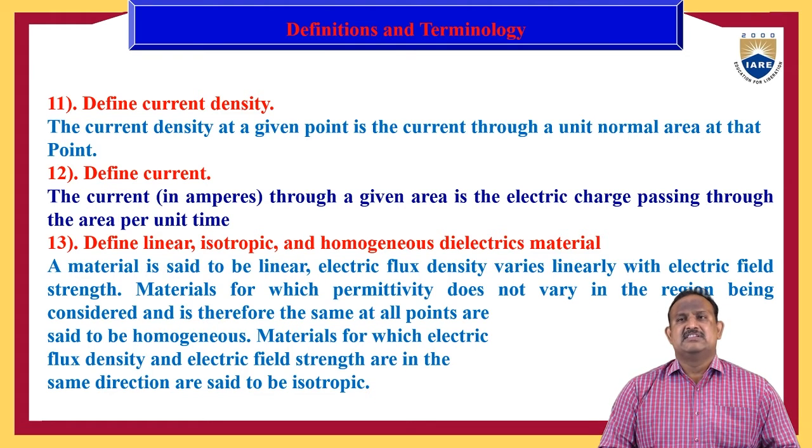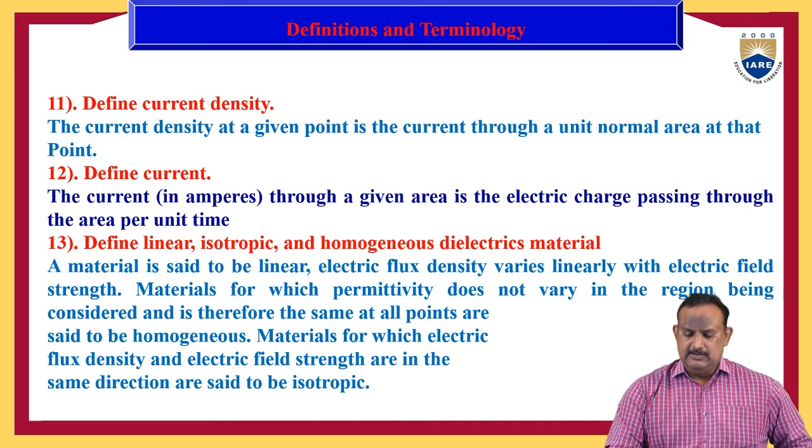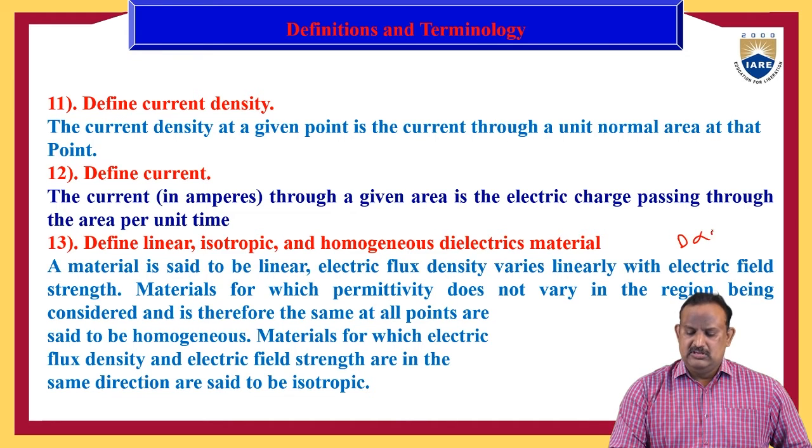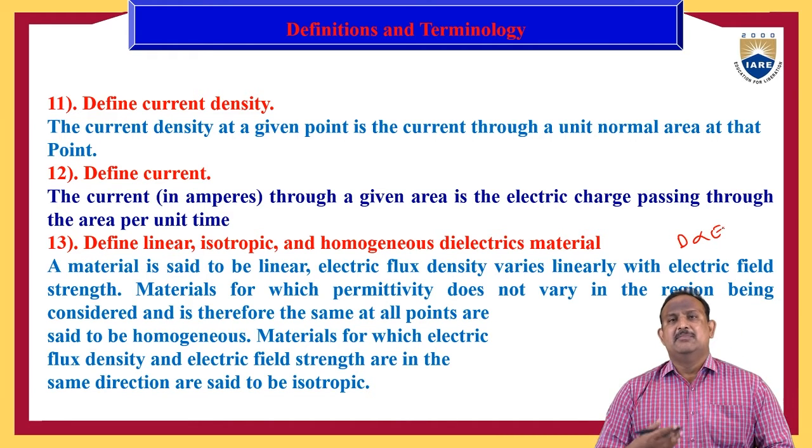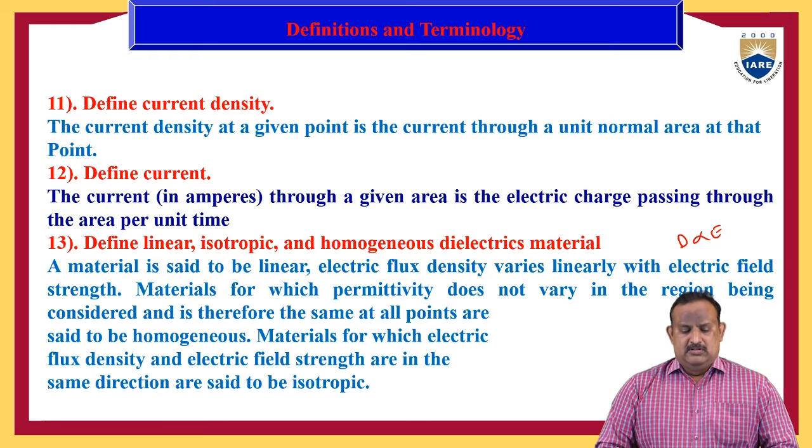If electric flux density D varies linearly with electric field E, so if D is proportional to E, then we can say that the medium is a linear medium.